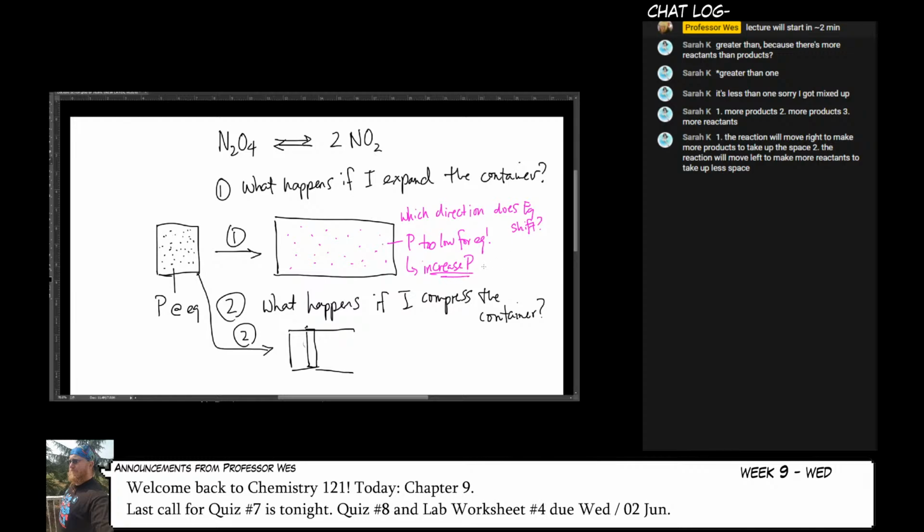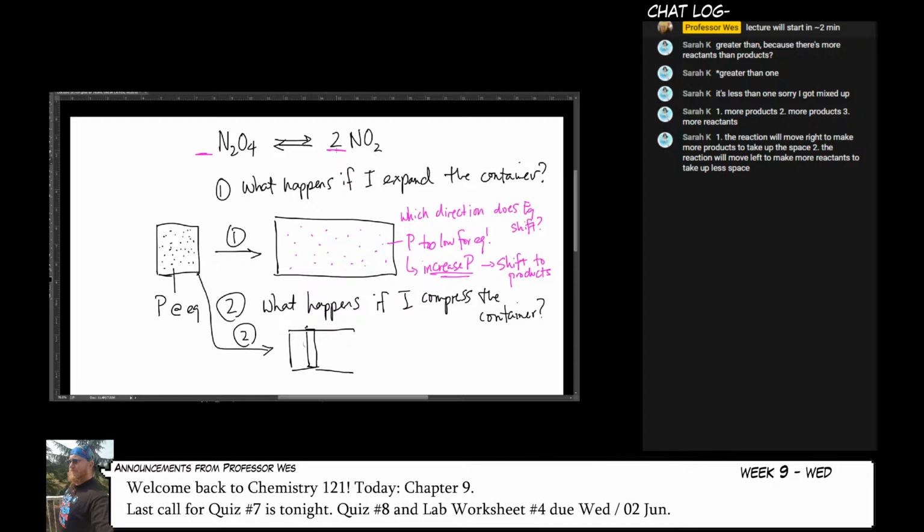And the way that I would do that is I would shift to products. Because for every 1 mole of reactants I have, I get 2 moles of products. I need to increase the pressure, so I'll move towards the side that has more stuff. So if I expand this container, I should make more NO2.